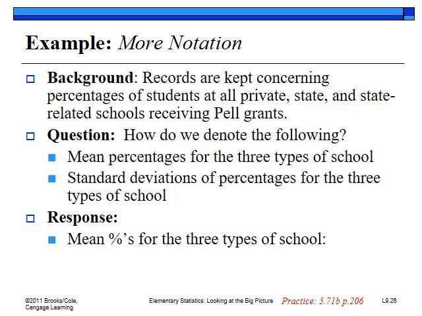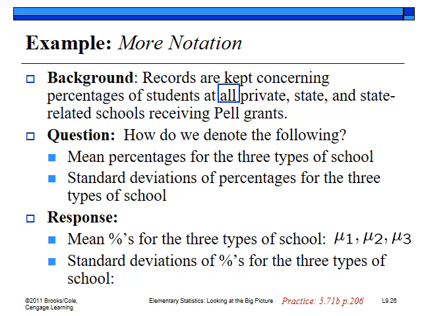Since the background information tells us we're looking at all schools, we know this is a population. So we'll use mu: mu sub 1, mu sub 2, and mu sub 3 to indicate the mean at private, state, and state-related schools, respectively. Similarly, the standard deviations will be indicated with sigmas with subscript 1, 2, and 3.